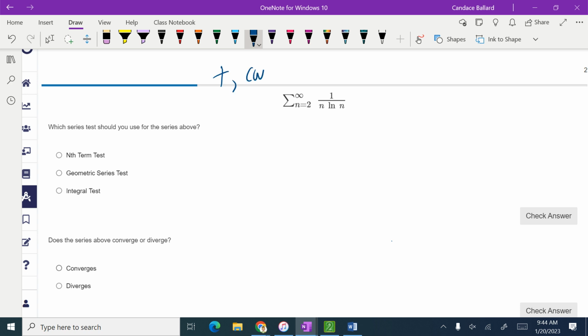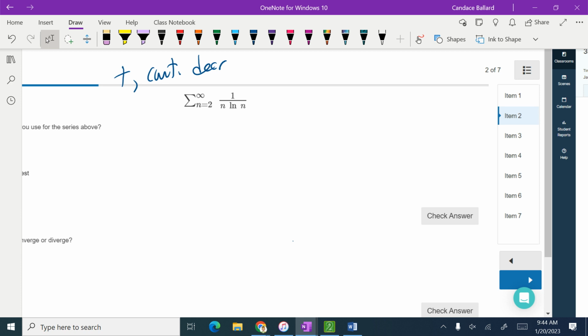Positive, continuous, and decreasing. Okay, so we need those 3 things. For my test, you're going to show them to me, okay? There will be no more than 1 integral test on the quiz. So there's probably like 4-ish questions. I don't know, I'll look when we're done. There'll only be 1 integral test, because as long as you can show me this once, I'm happy.